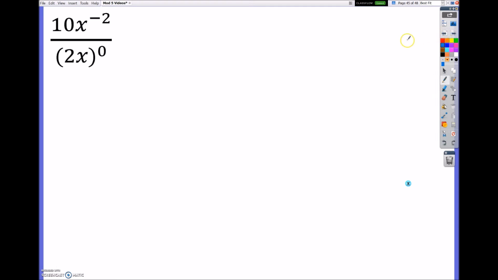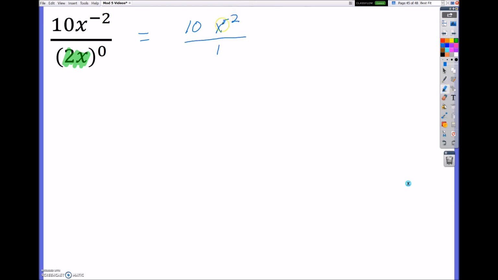So when we apply this for a few more exponents, what this is going to look like is I have 10 times x to the -2, divided by 2 times x to the zero power. Now looking at the denominator, since I have this entire 2x taken to the zero power, the denominator is just going to be 1. So I'm going to have 10x to the -2 power all over 1.